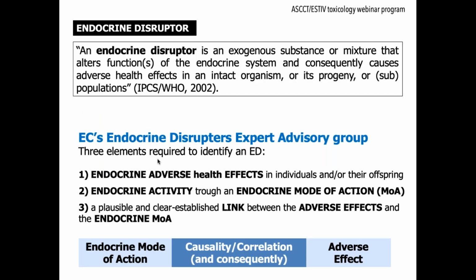The definition we use nowadays for endocrine disruptors was already published in 2002. So as you can see here, an endocrine disruptor is an exogenous substance or mixture that alters the functions of the endocrine system and consequently causes adverse health effects. In 2013, the 3 elements required to identify an ED were described by the European Commission. An endocrine disruptor substance has to show endocrine adverse effects, endocrine activity through an endocrine mode of action, and a biological link between the adverse effects and the endocrine mode of action. So the 3 conditions must be present to consider a substance an ED.